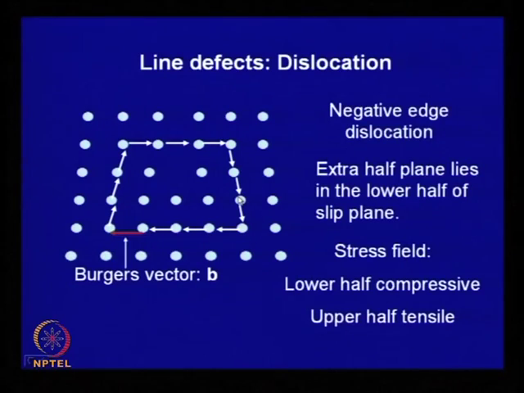Now, look at the case of a negative edge dislocation, which is shown over here. Here the extra half plane is below the slip plane, and if you try to describe the same Burgers circuit, you will find that the vector needed to complete the circuit points against the x axis, opposite to the x axis. Therefore, we call this a negative Burgers vector, and we call this dislocation a negative edge dislocation.